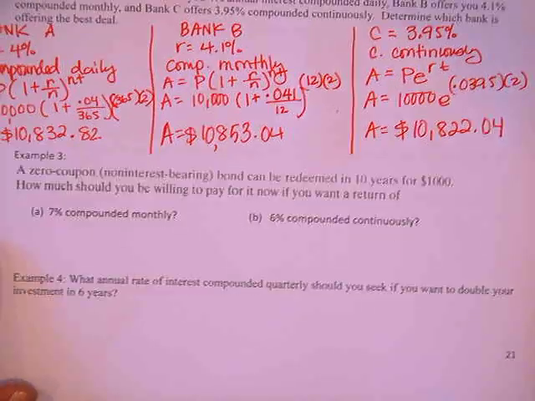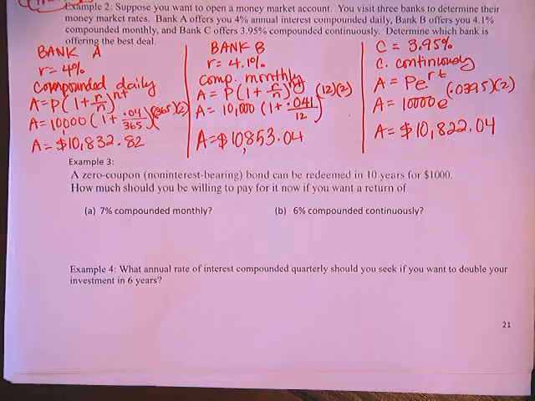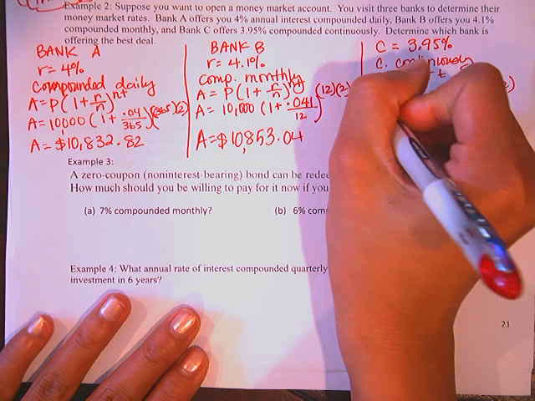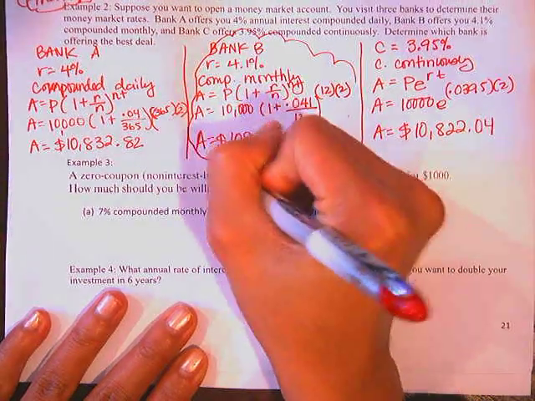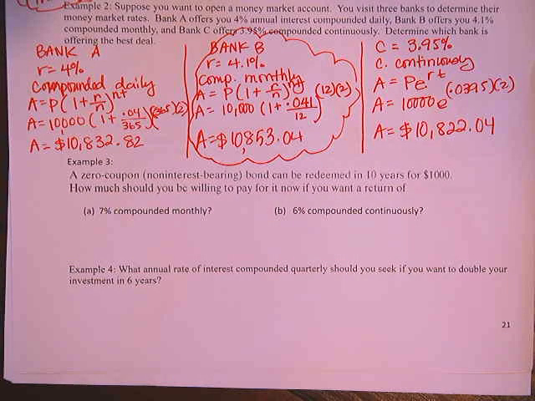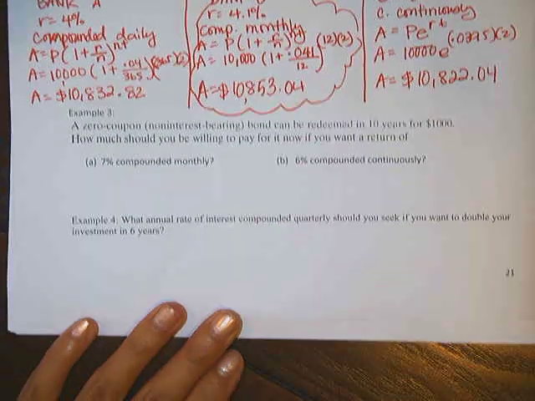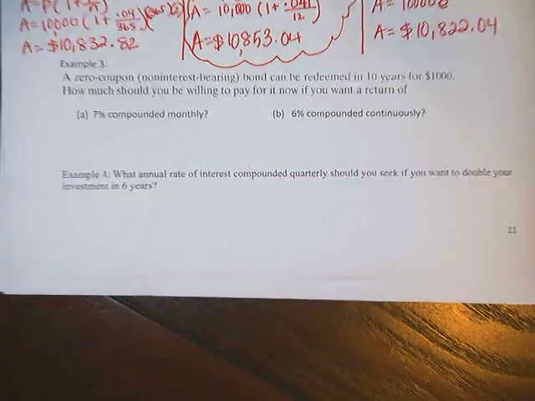Okay. So let's check out all of our investments. So right now, looks like the best rate for us is, let's say this is 10,832, 10,853, 10,822. Looks like the best rate is Bank B. Okay. So Bank B is what we're going to go with. All right. Let me move up a little bit. Let's see how much we can accomplish in the next few minutes.